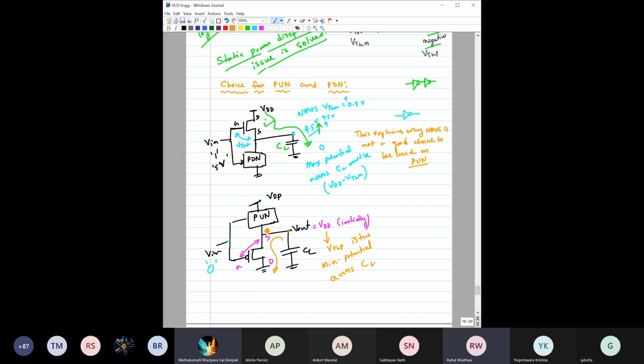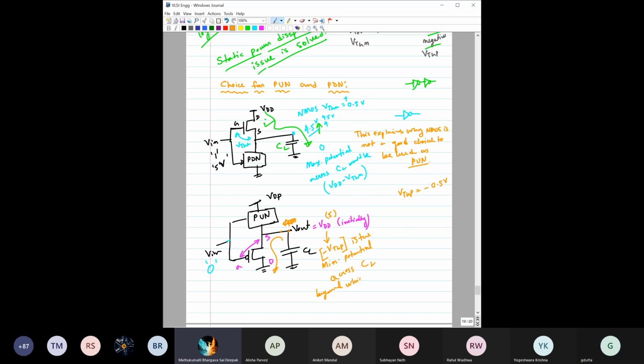Because VTHP is negative. So say it is changing from 5 volt, and say the threshold voltage VTHP is equal to minus 0.5 volt. Okay, I think I understood. You are saying that this should be minus of VTHP, right? Yes, sir. Because the VTHP value is negative. Yeah, that way you were right. Because if VTHP is equal to minus 0.5, then minus of minus 0.5 would be plus 0.5. So V output minimum would be plus 0.5 volt only, across CL.